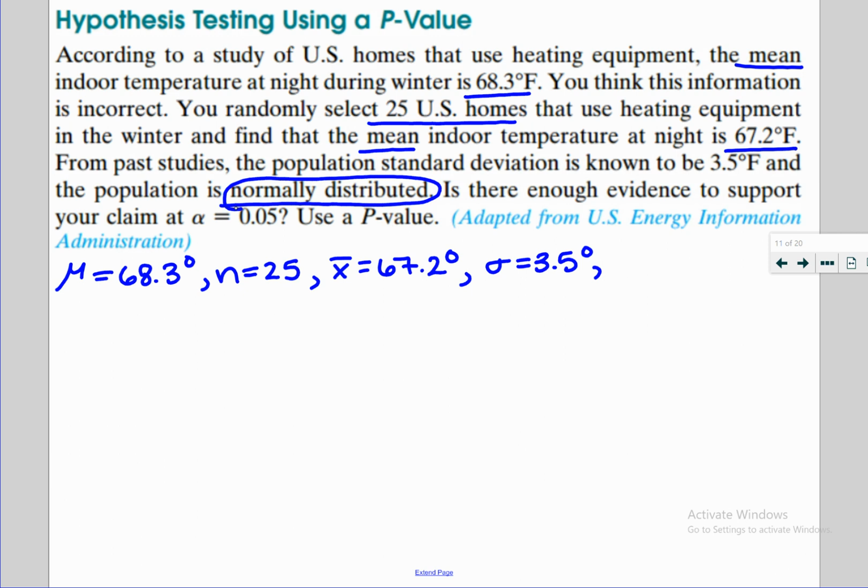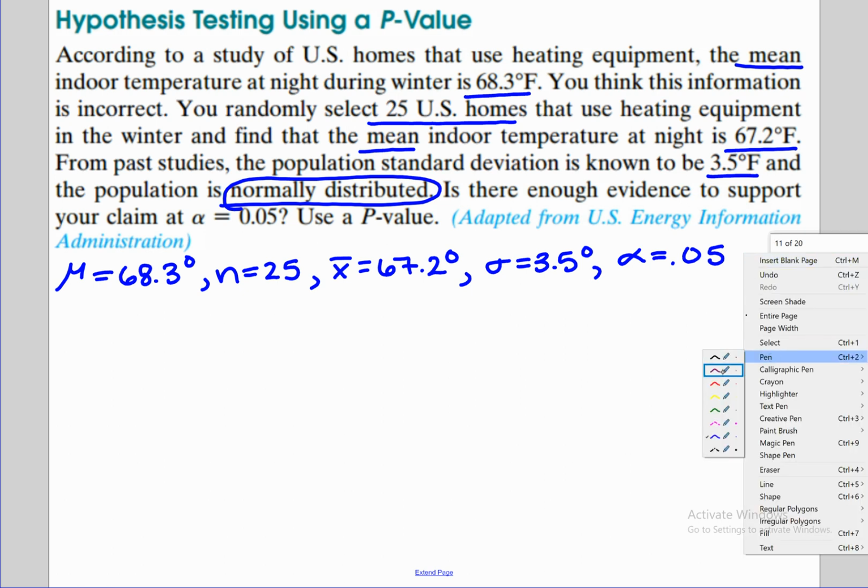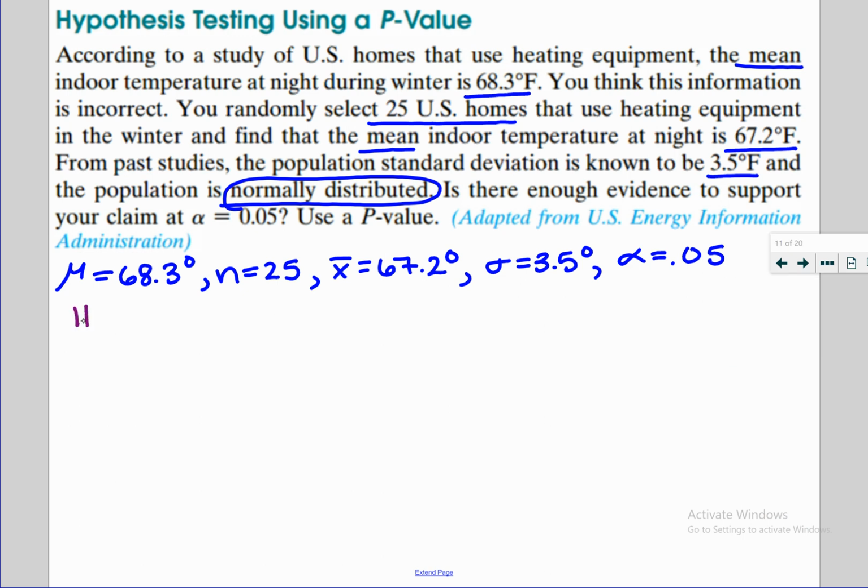So I automatically know now that my population is normally distributed. I know the population standard deviation. I've met all those conditions at the start there. Level of significance for this problem is 0.05. Okay, so that's all the information we can pull out of that. All right, we've met our conditions. Next thing, let's write our null and alternative hypothesis and label which is the claim.